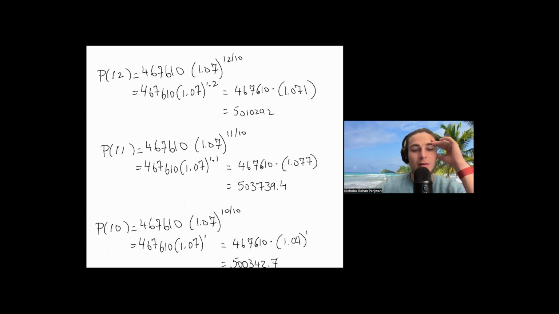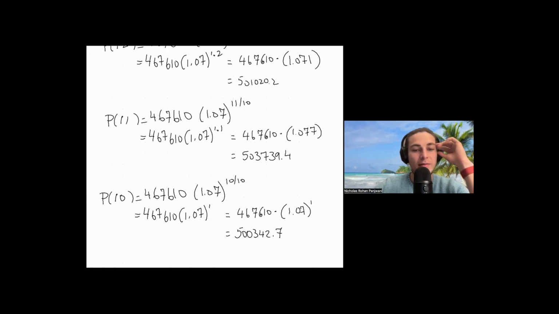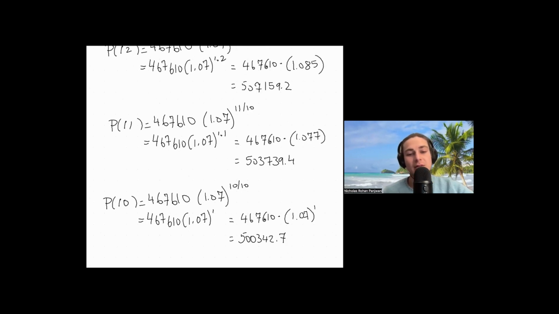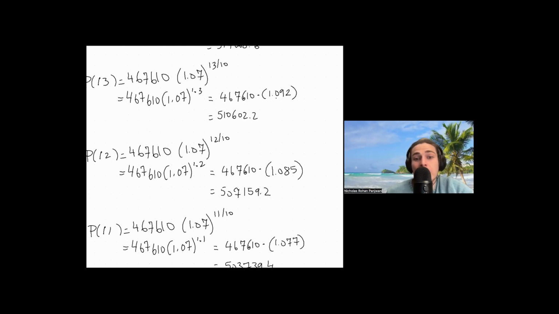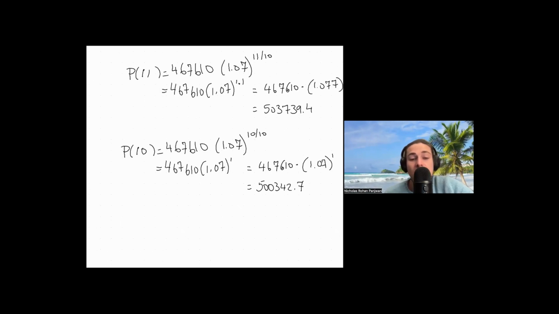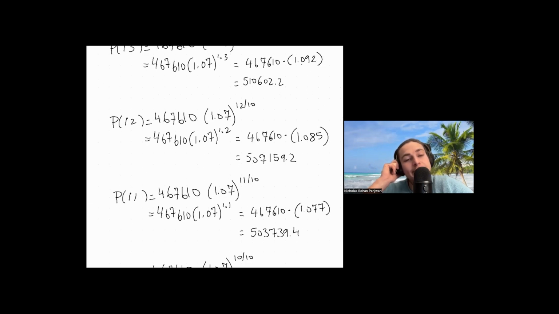I got to check out 12 versus 11 here. That's better. 507,000, 503,000, and 500,000. So the reason I knew it was a discrepancy is because it's going in one direction. As we get closer back to 1980, it should be getting closer to 467,610. And so that 501,000 didn't make any sense. So that's a good note for you.